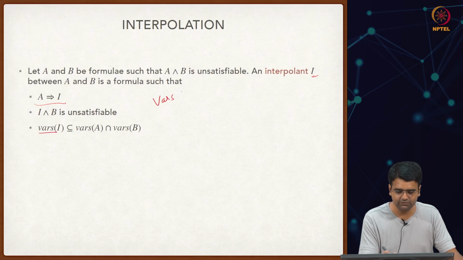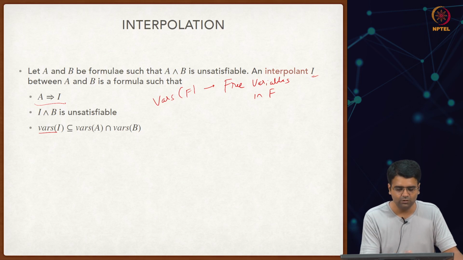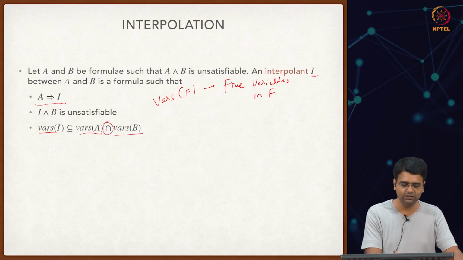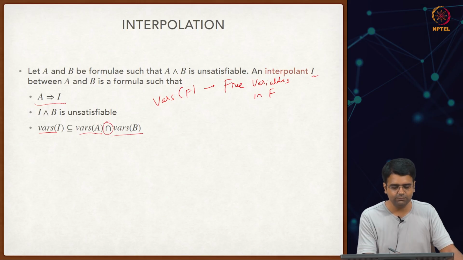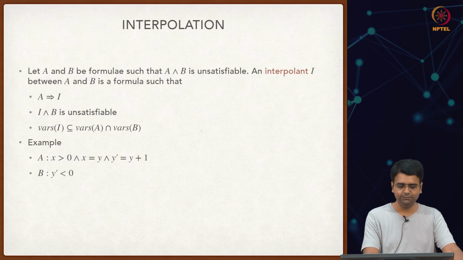So, this vars of any formula F, these are the free variables in F. So, free variables in F meaning all those variables which are not bound. Okay. So, what this last constraint is saying is that if you take the free variables in I, then they must be free in both A and B. Because it's a subset of the intersection of vars A and vars B. So, any free variable in I must have been free in both A and B. Okay. So, let us take an example to make this more clear. So, let us take these two formulas A and B.